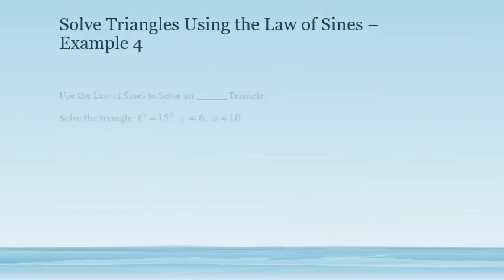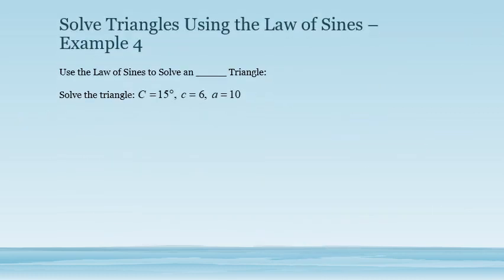Example 4. Use the law of sines to solve another triangle. We're getting a lot of practice with this, but there's a lot of variations, so I want to make sure that you've got them all down. So there is my triangle. Here is A, here is B, here is C. C is going to be 15 degrees. Little c is 6, there's my anchor, and little a is 10.